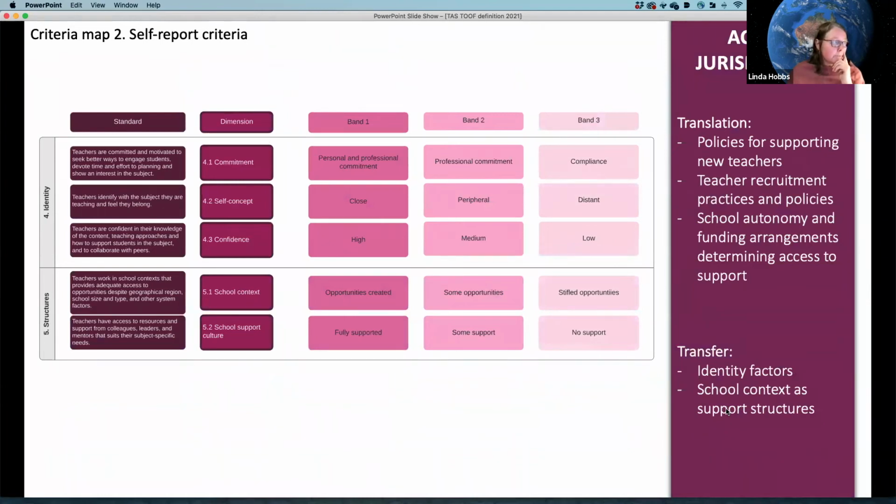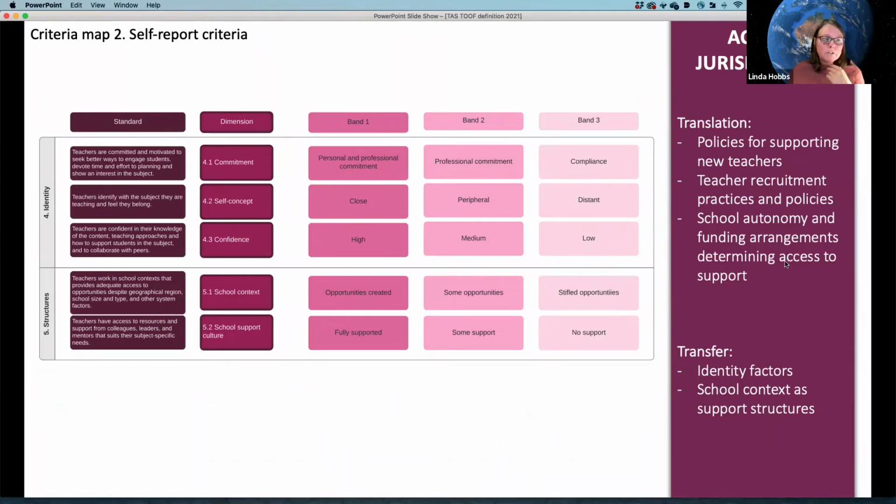Then we've got the self-report criteria, identity and structures. Probably what needs translation are the policies for supporting new teachers. So in some countries, what support do teachers have in their graduate year? Are they still associated with the university that they've come out with? Are they given a reduced timetable in order to be able to teach effectively?